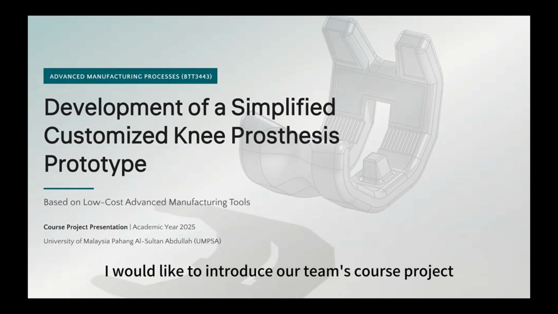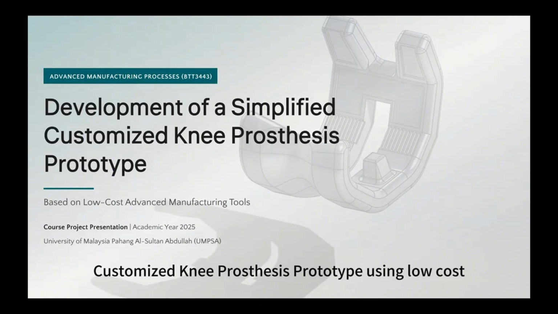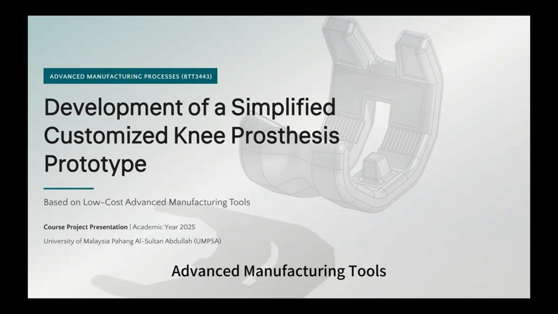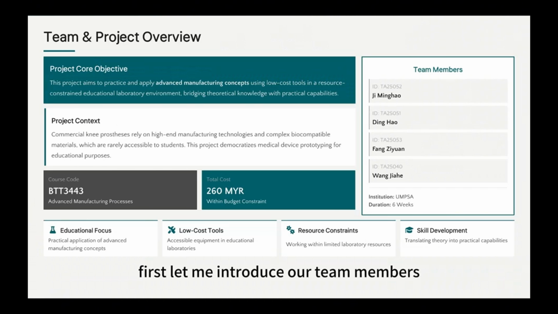Today, I would like to introduce our team's course project, development of a simplified customized knee prosthesis prototype using low-cost advanced manufacturing tools. First, let me introduce our team members. From left to right, Ji Ming Hao ID, TA25052, Ding Hao ID, TA25051, Fang Zuan ID, TA25053, and Wang Jie ID, TA25040.